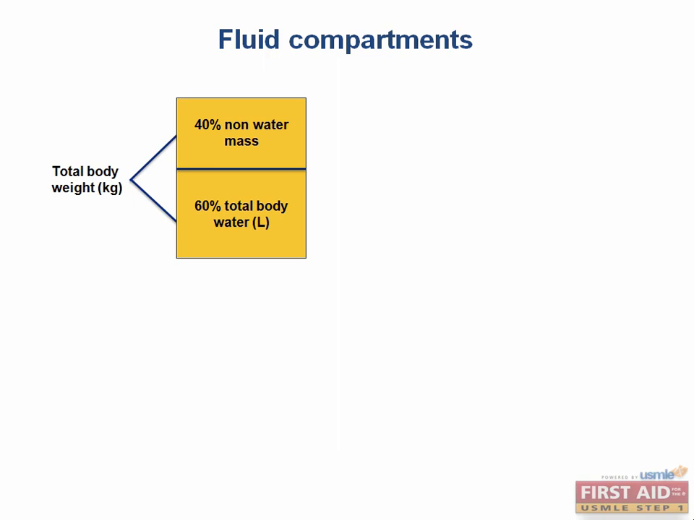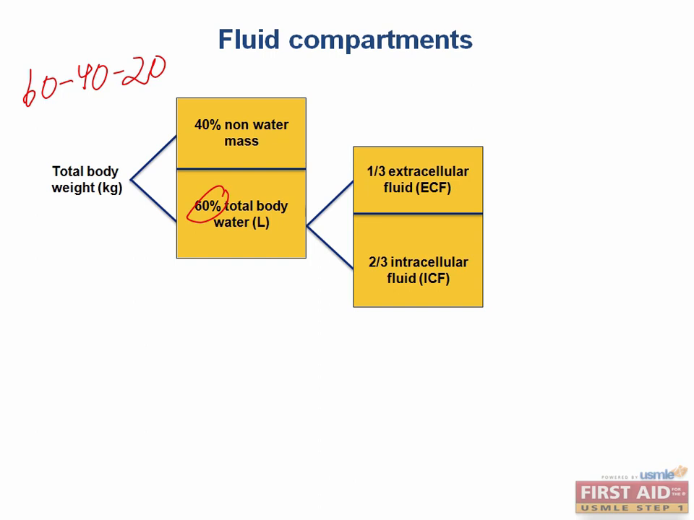An easy way to remember this ratio is the 60-40-20 rule. This rule describes how water is spread out throughout the body. The 60 comes from the fact that 60% of the total body weight is water. Two-thirds of that total body water is inside the cells, or the ICF, and this is where the 40% comes from. The ECF, or the water outside the cells, makes up 20% of the body's entire weight, which is also 1/3 of the total body water. So this is where the 20 comes from.